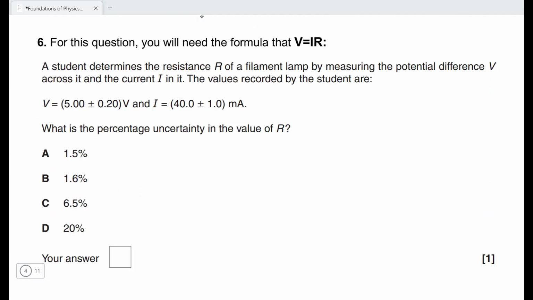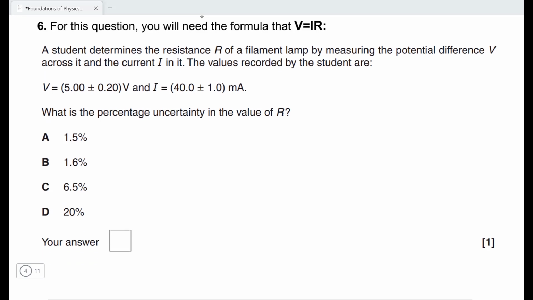Okay, question 6. So for this question, you need the formula V is equal to IR. Perfect. Remember that from GCSE. A student determines the resistance R of a filament lamp by measuring V and then the current as well. And we have the values. What is the percentage uncertainty in the value of R?